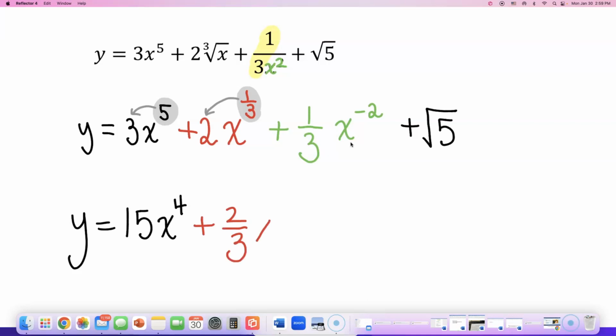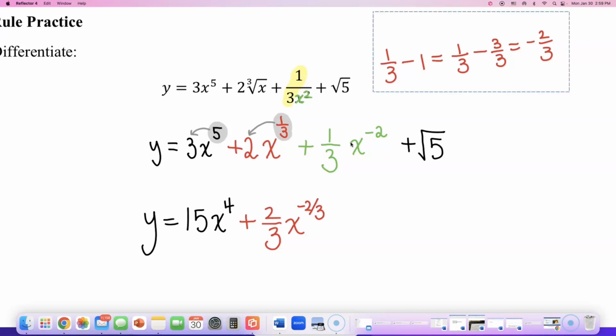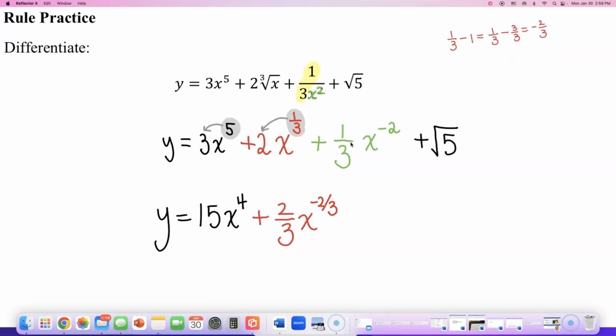All right, exponent, we have to do subtraction. So you have to subtract 1/3 minus 1 for the new exponent, right? So 1/3 minus 1 is 1/3 minus 3/3. And if I subtract, I will get -2/3. So that's gotta be the new exponent for this red term.